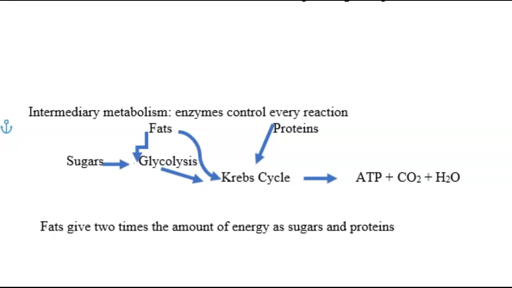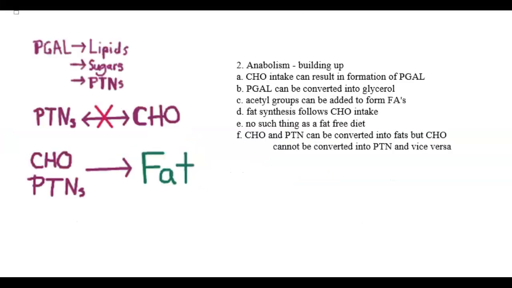Now let's look at anabolism. So anabolism is building up. If you look over here at what I have on the side, pGal can actually be used to make not just sugars, with 2 pGals making 1 glucose, but pGal can also be used to make lipids and proteins as well. Proteins cannot be converted into carbohydrates.